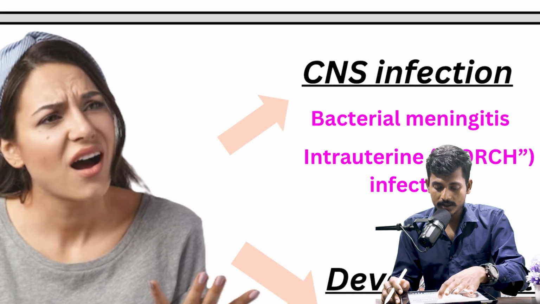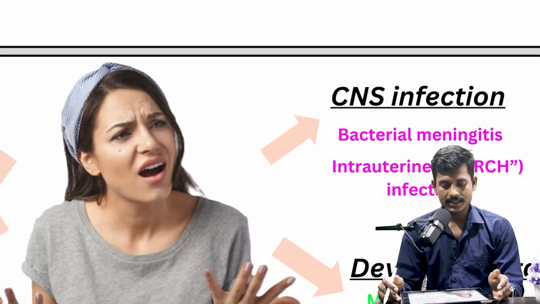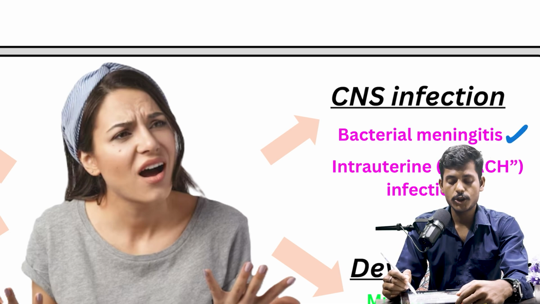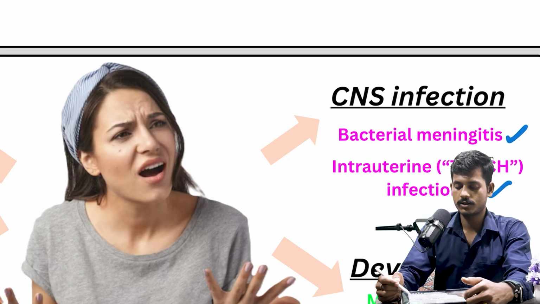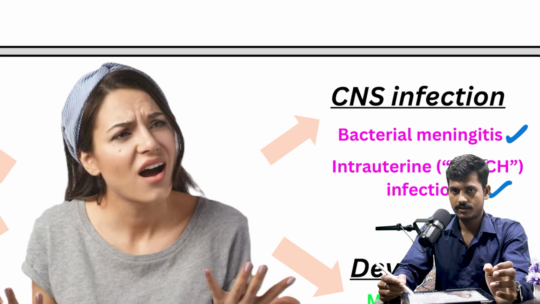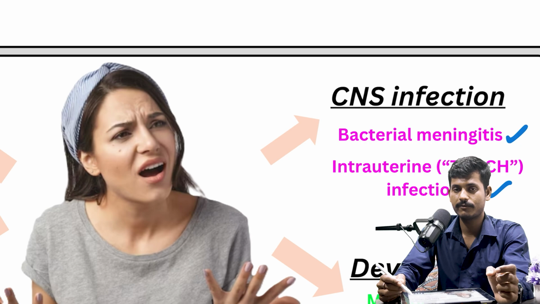Now just pay attention to CNS infection as an etiology of neonatal seizure. The CNS infections are two, as I mentioned. One is called bacterial meningitis and another is the intrauterine infection, also called TORCH. Meningitis is basically inflammation of the meninges. What are the meninges? Basically the outer coverings, the layers of the brain, like the pia mater, arachnoid mater, and dura mater. If any virus or bacterial toxin interferes with this membrane, it results in inflammation. Sometimes there is a pus-forming bacteria, sometimes not.